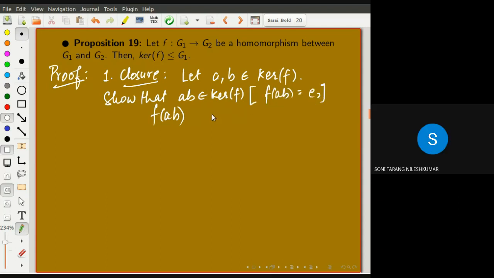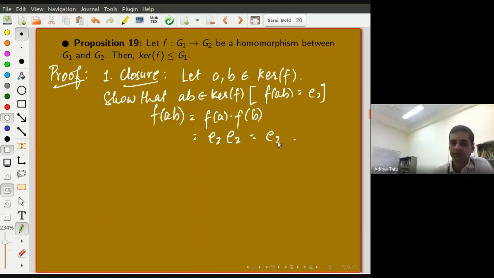So here f of AB is equal to f of A times f of B. The group operation is of G2. And as A and B belong to the kernel of F, f of A will be the identity of G2 and f of B will also be the identity of G2. It will be E2. So done. Good. Okay, so closure done. Inverse.